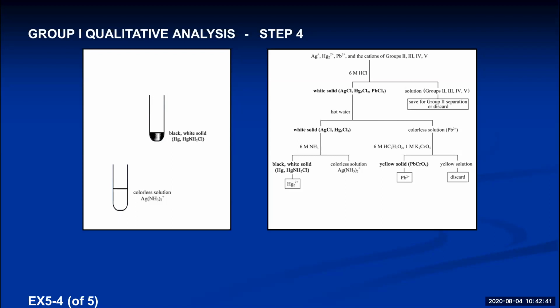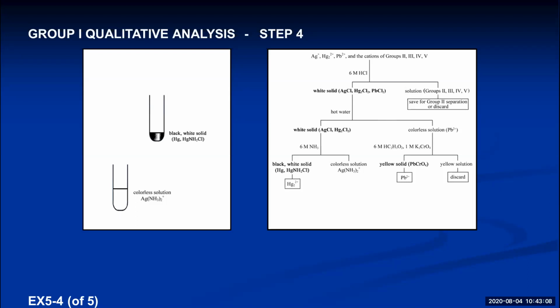If you add ammonia and the entire solution turns colorless and you don't see a black solid, what does that mean? That means your unknown didn't have mercury in it. But if you see a black solid, that means mercury was present. So we've now learned to identify whether lead-2 ions are present or not in an unknown sample. And we've now learned how to identify whether mercury 1 ions are present or not in an unknown sample.